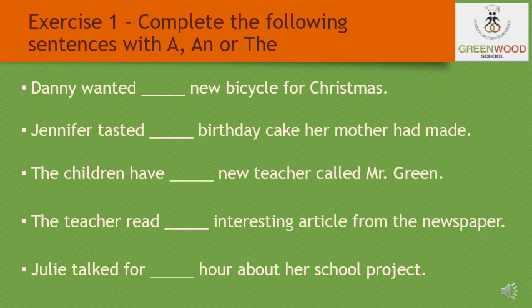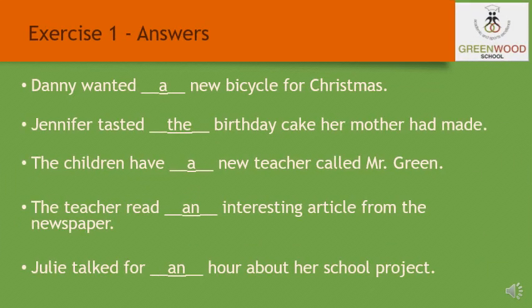The teacher read dash interesting article from the newspaper. Julie talked for dash hour about her school project. Let's check your answers. Denny wanted a new bicycle for Christmas. Right. Jennifer tasted the birthday cake her mother had made. The, because she is specifically eating the cake which her mother has made at home.